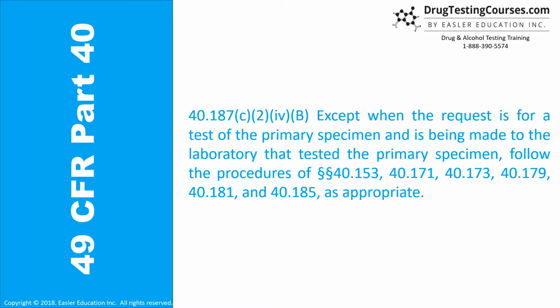40.187C2 sub 4B. Except when the request is for a test of the primary specimen and is being made to the laboratory that tested the primary specimen, follow the procedures of Sections 40.153, 40.171, 40.173, 40.179, 40.181, and 40.185 as appropriate.